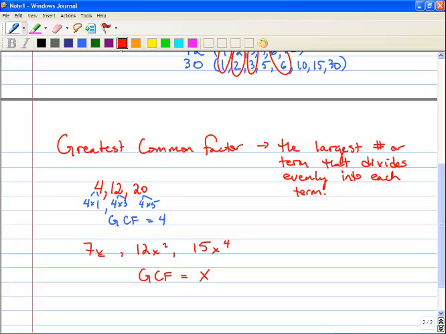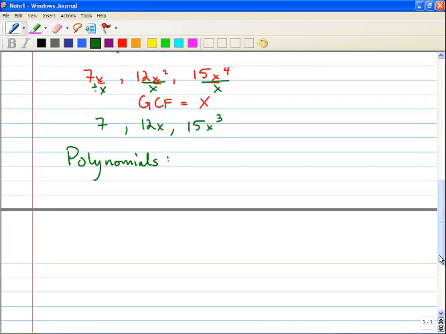All right. So x, x, and x. If we divide this by x, divide by x, divide by x, we get 7, 12x, and 15x to the 3. Let's try this with polynomials. We're going to factor the following.